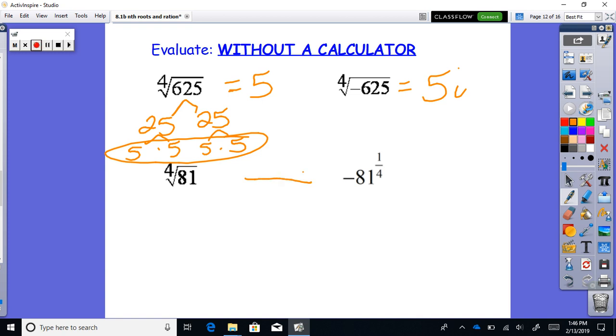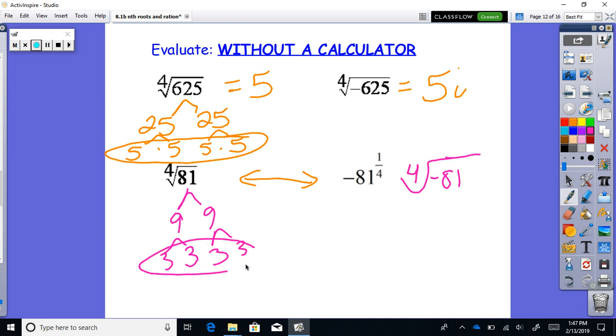Then we need to remember that these are very similar. The negative 81 to the 1/4 power is the same thing as the 4th root of negative 81, or the 4th root of negative 1 times the 4th root of 81. Since it's 9 times 9 and 3 times 3, got 4 3's here. The 4th root of 81 is going to equal 3. The 4th root of negative 81, since it's an even root, it's not negative, it's going to be 3i, imaginary.